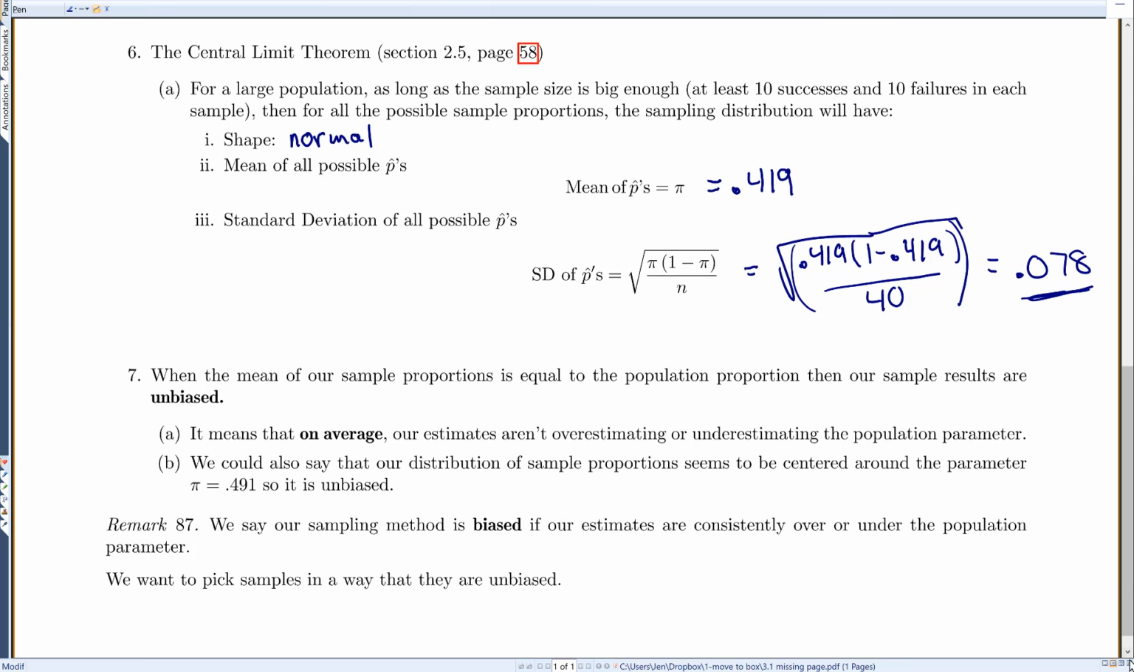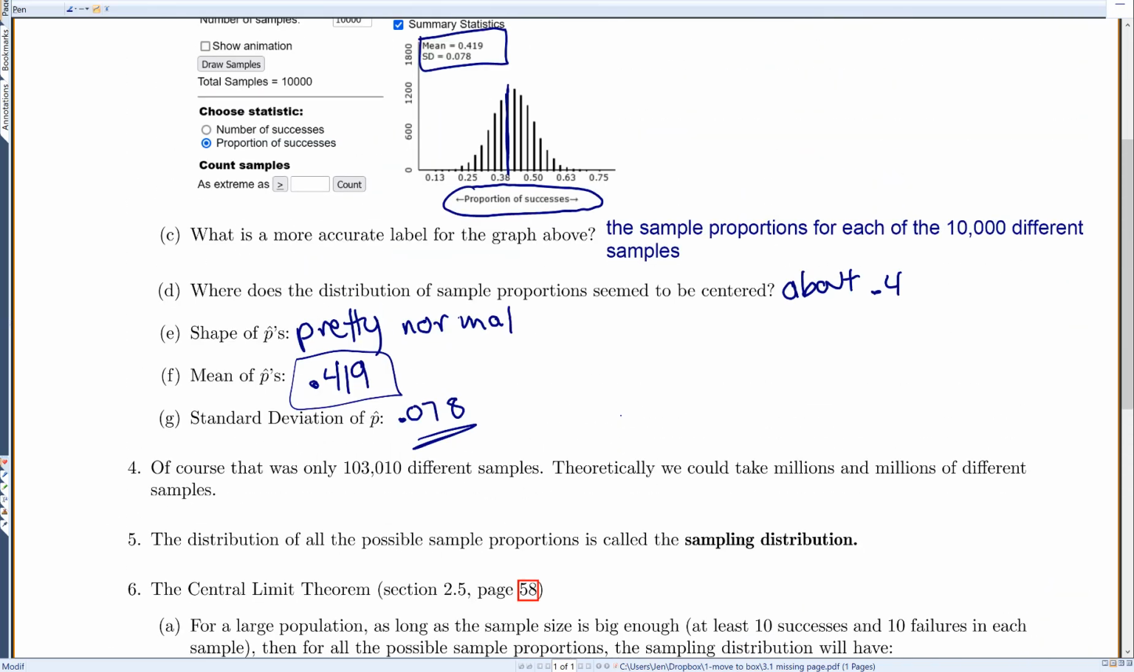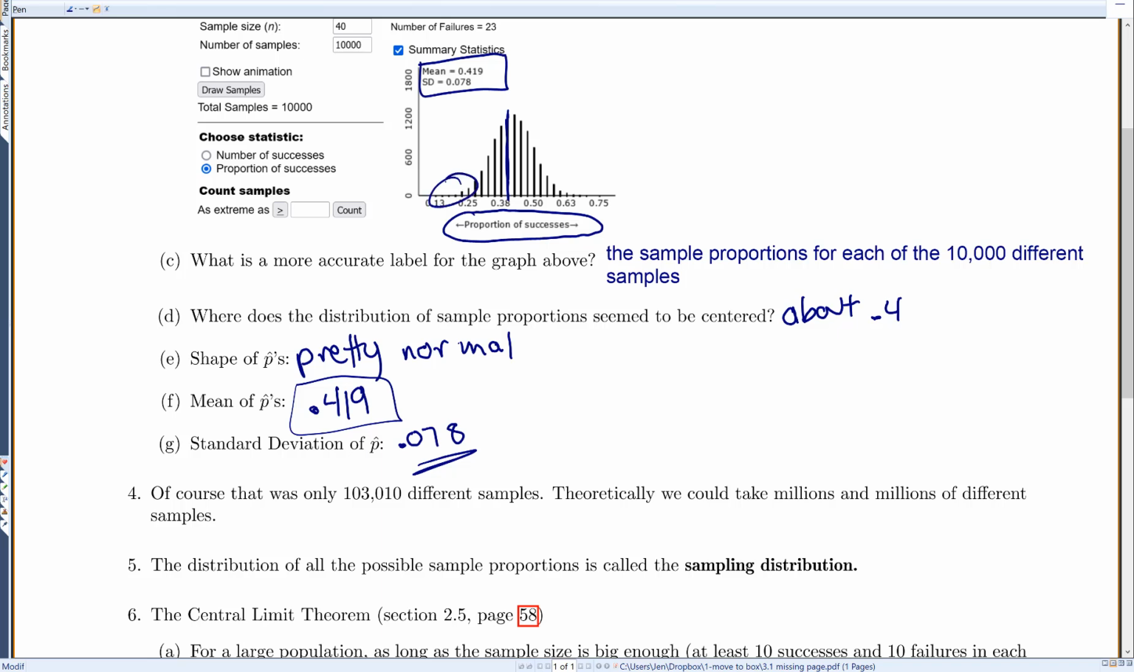Now, here's the important new part. When the mean of our sample proportions, that average of all the different sample proportions we got, is equal to the population proportion, then our sample results are unbiased, which is very important in statistics. It means that on average, our estimates aren't overestimating or underestimating the population parameter. So if you were to look at our different samples, sure, some of them underestimated it and some of them overestimated it, but on average, they were right on.